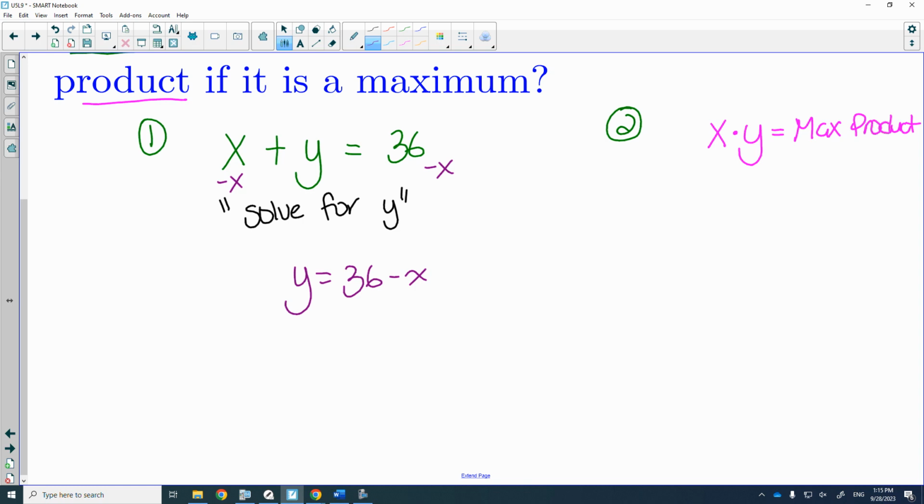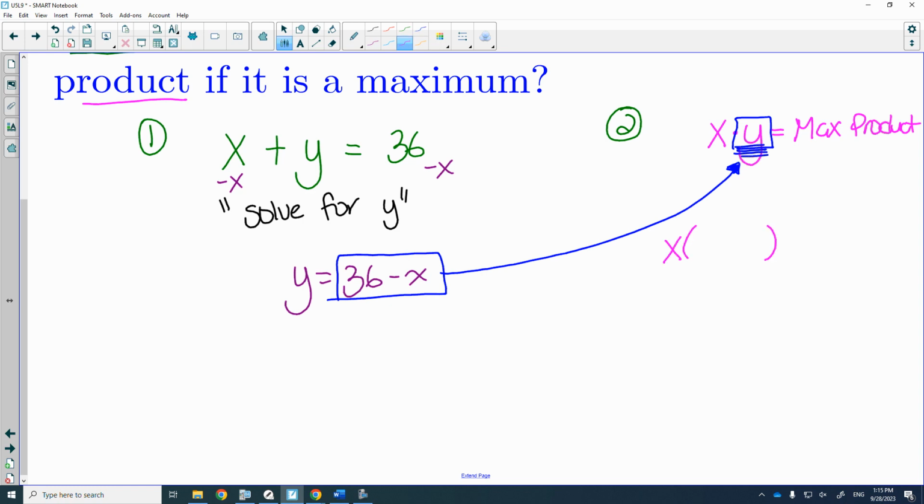What we did with systems of equations is you solved for one of the letters in the first equation. And do you remember where you put this? So y is equal to 36 minus x. You're going to take this y out, and you're going to put in 36 minus x. So I've got x times 36 minus x.